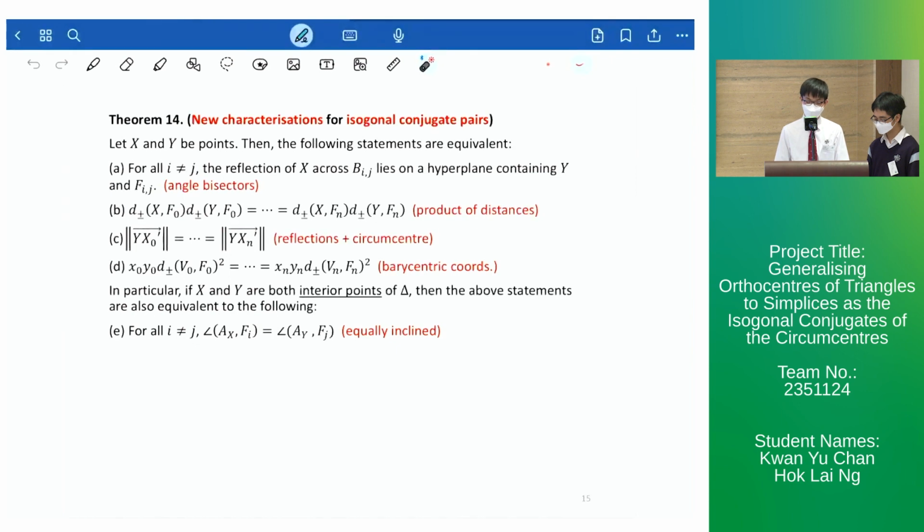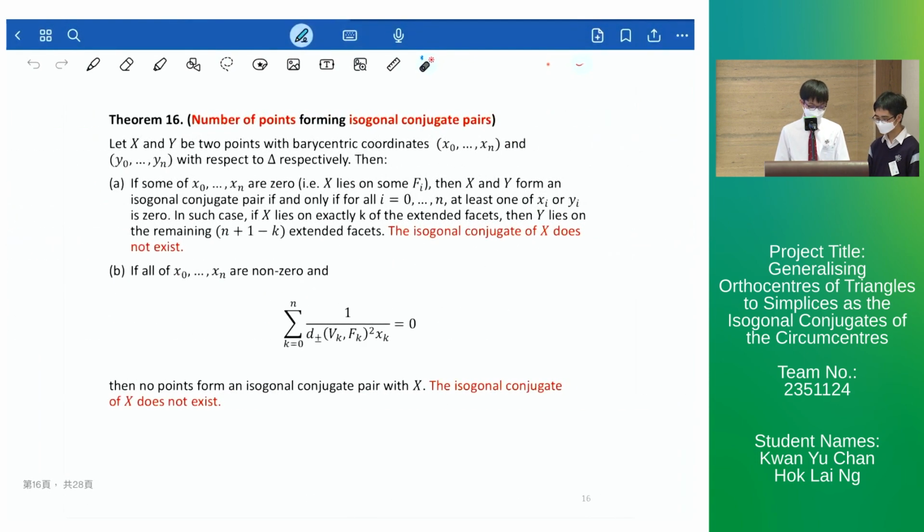Condition E is actually the very definition of isogonal conjugates for interior points given in a 2017 paper named Isogonal Conjugates in an N-simplex. Our Theorem 14 has extended the scope to non-interior points, as conditions A to D are not restricted to interior points X and Y.